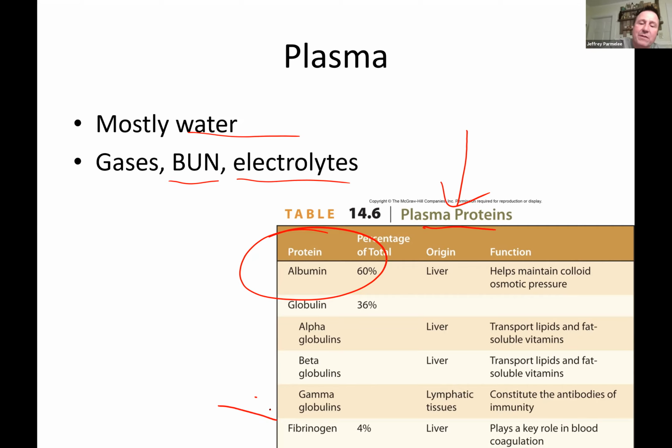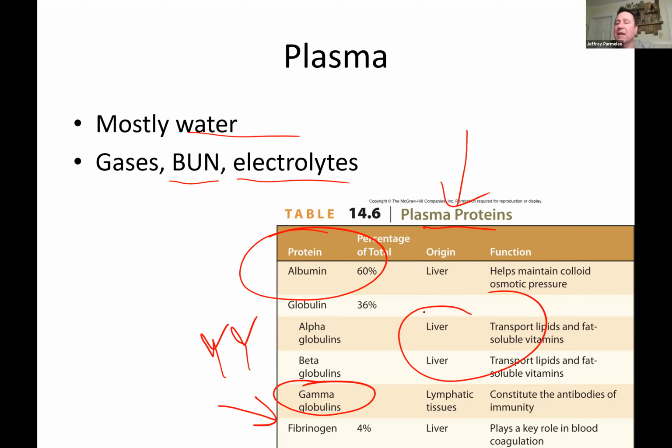And then fibrinogen is for blood coagulation. Fibrinogen turns into fibrin, okay? And then in terms of the globulin proteins, know that gamma globulins are antibodies. And we'll talk a lot about antibodies. The other ones, alpha and betas, are for transporting things that don't dissolve in water.